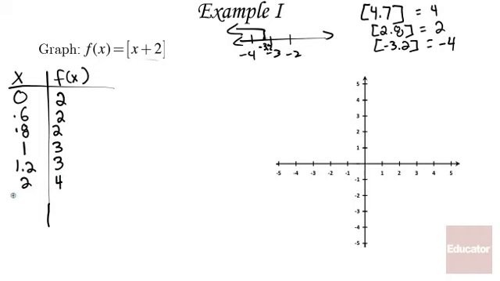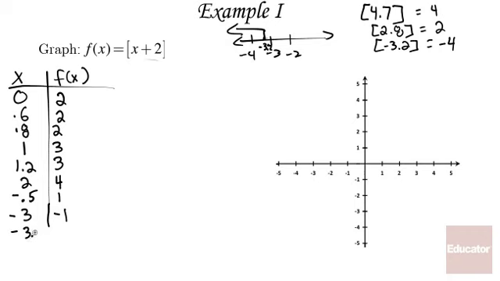For negative numbers, let's take negative 0.5. Negative 0.5 plus 2 is 1.5. So 1.5, the greatest integer less than or equal to 1.5 is going to be 1. Now notice I have a negative number for x, but this did not come out to be a negative number. So that's different than the case I was discussing there. Let's go a little bit bigger. Let's say negative 3. Negative 3 plus 2 is negative 1. And that's going to be negative 1.